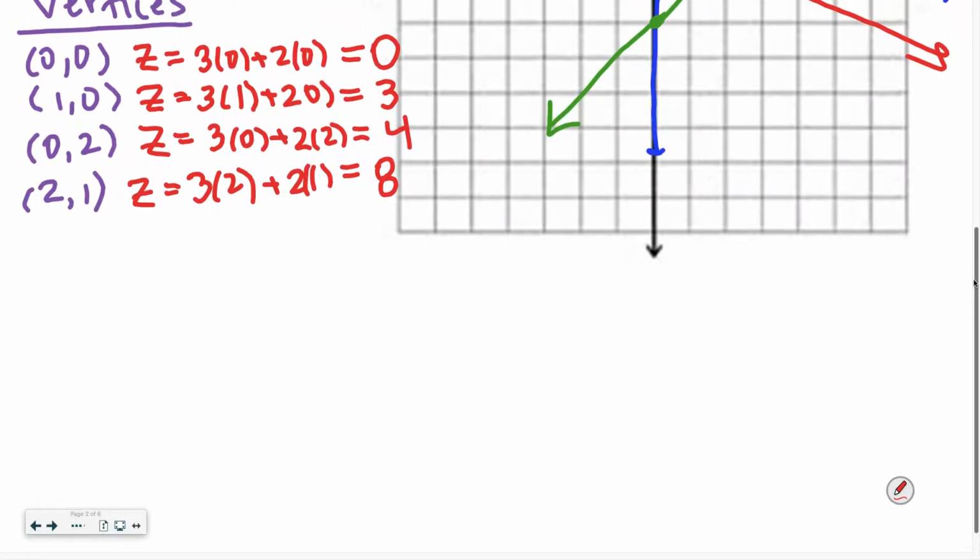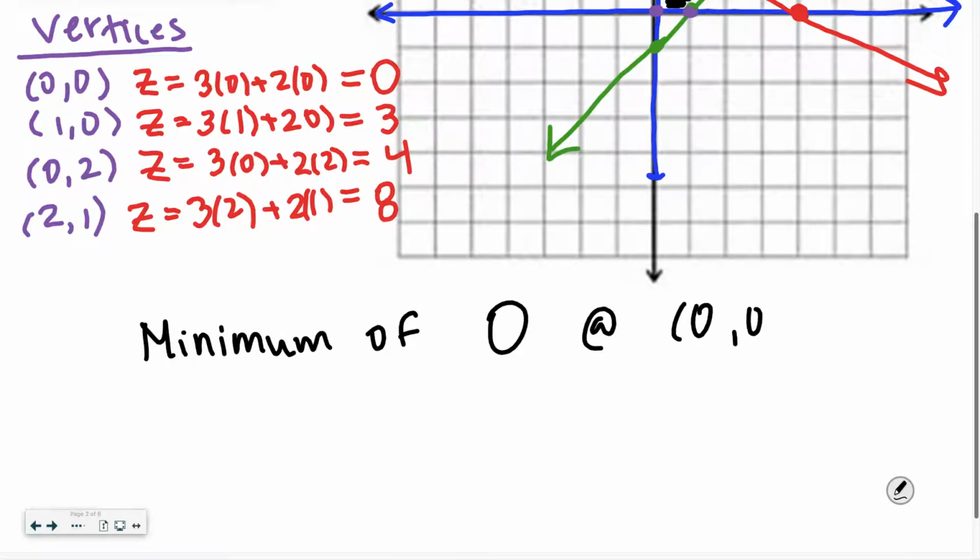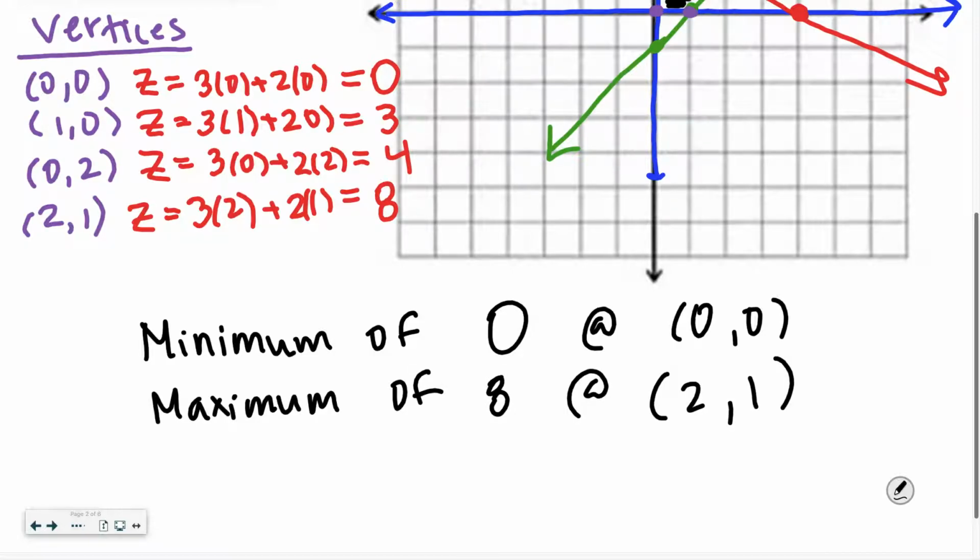Now we make a decision. If I asked you for the minimum, what is the minimum? 0. We have a minimum of 0 at the coordinate 0, 0. What's our biggest number up there? 8. So we have a maximum of 8 at the coordinate 2, 1.